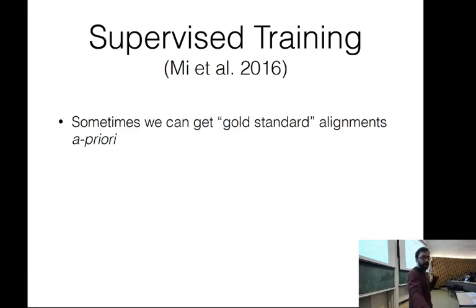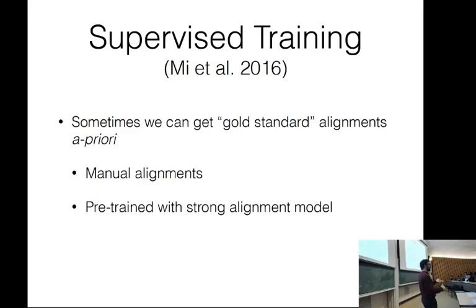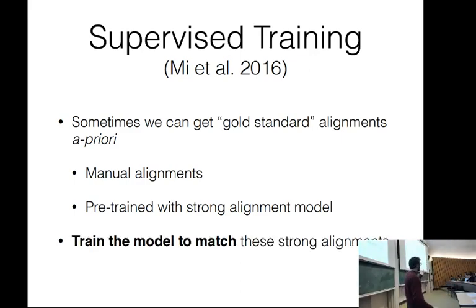In this case, if we have gold standard alignments annotated by humans, or a strong alignment model that could give us gold or silver standard alignments between the source and the target sentence, then maybe we could use them and basically force the attention mechanism to be like them. And you can train the model to match those strong alignments. So you can have a loss function, for example, where for every target word that you generated, you knew what it should have attended over on the source, and you can encourage that in the loss function.